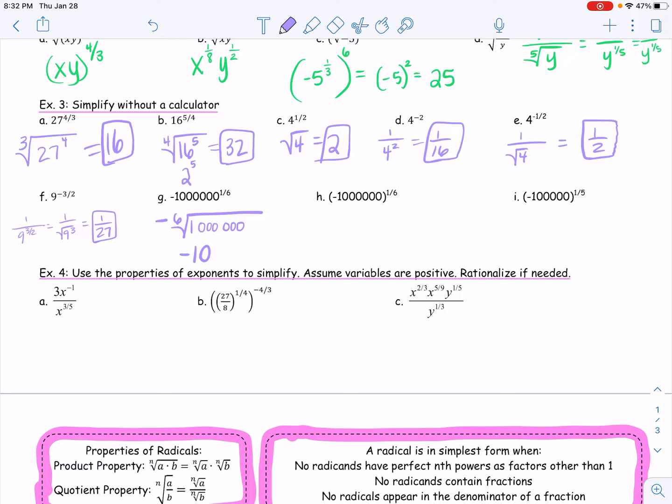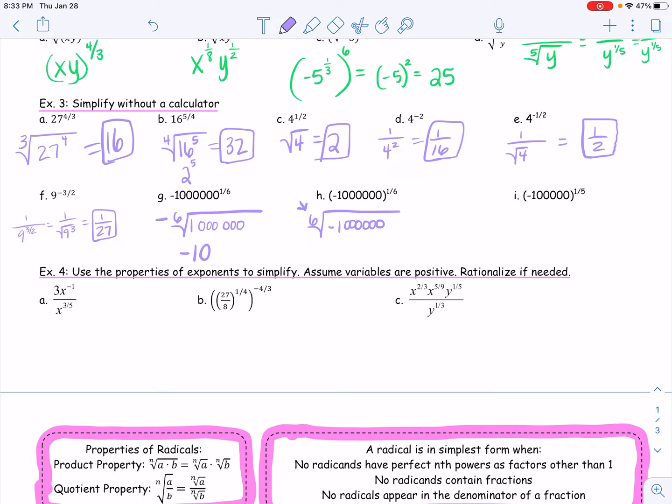Okay. H was different. The negative was on the inside of parentheses. So that means we're taking the 6th root of negative 1 million. Again, 6 zeros, 6th root, should be 10. However, this is an even root. Can I take the even root of a negative number? No. 10 to the 6th power is a positive 1 million. There's no way that I could raise 10 to the 6th power and get a negative 1 million.